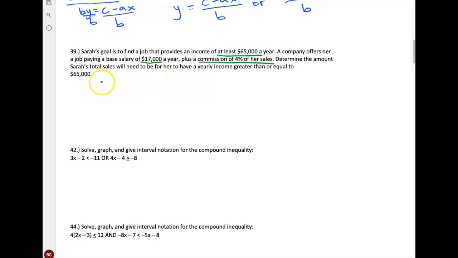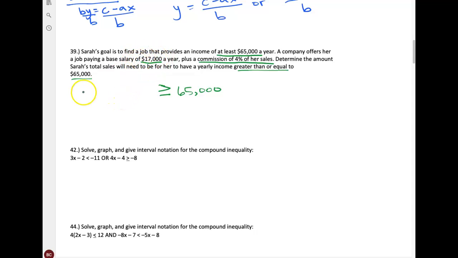All right, so the first part of it is we know, just because of this last part here, greater than or equal to, right? So we're going to say, okay, we know that she wants to end up with an income that's greater than or equal to $65,000, okay? And then this other side is kind of the trickier part, right?